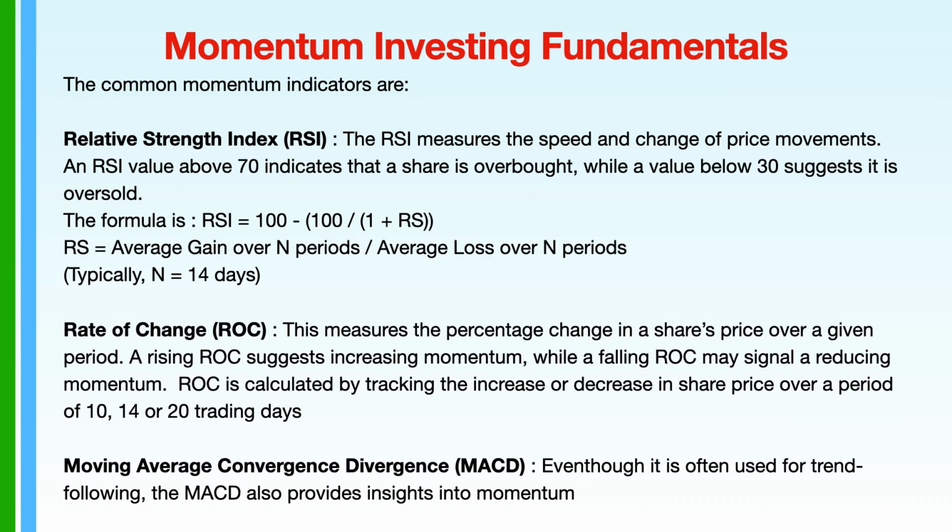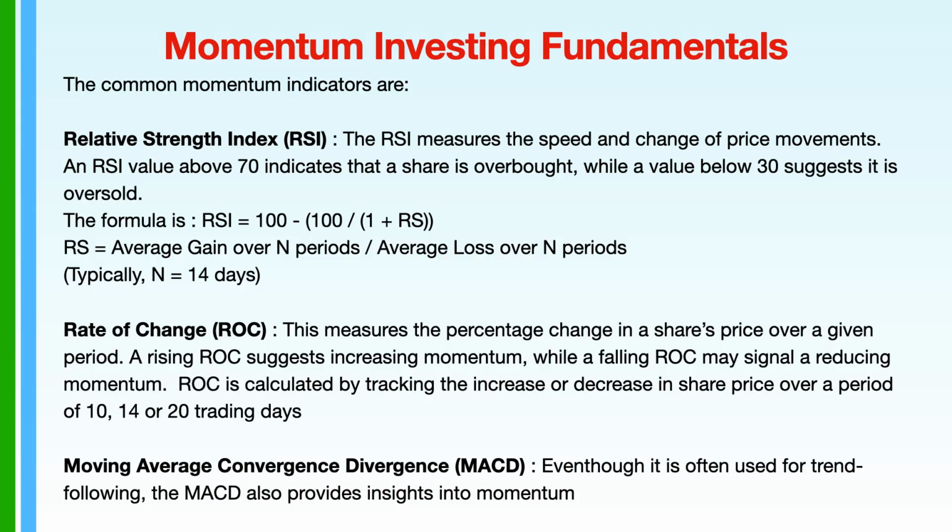The common momentum indicators are the Relative Strength Index or RSI. This measures the speed and change of price movements. An RSI value above 70 indicates that a share is overbought, while a value below 30 suggests that it's oversold. The formula is RSI equals 100 minus 100 divided by 1 plus RS, where RS is the average gain over n periods divided by average loss over n periods. Typically, n is taken to be 14 days.